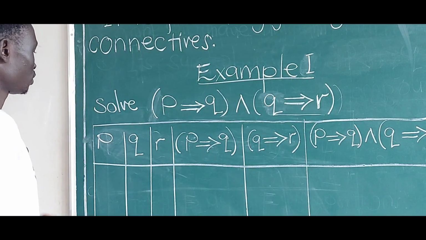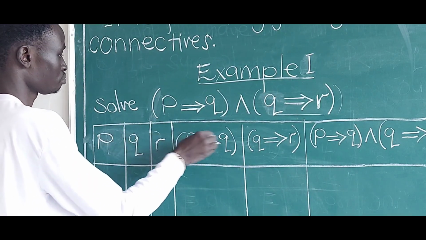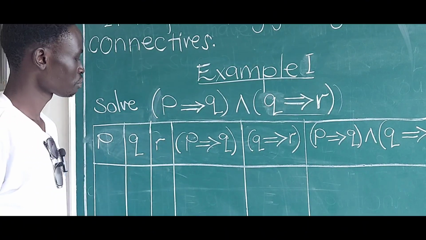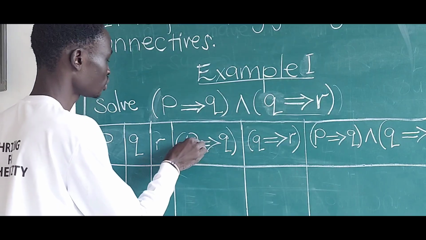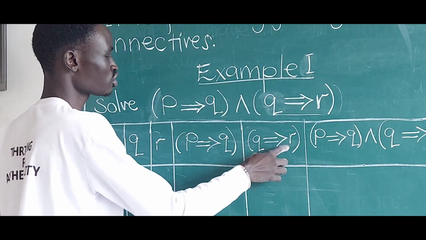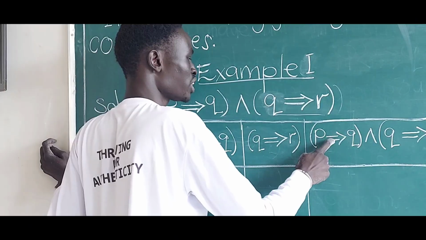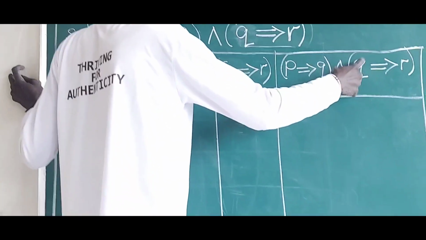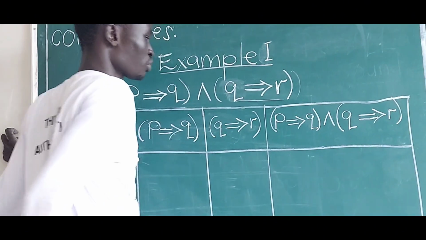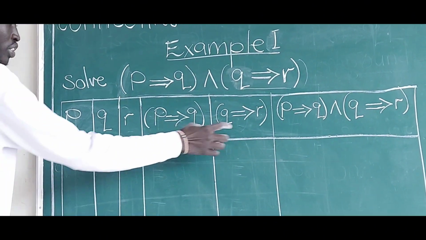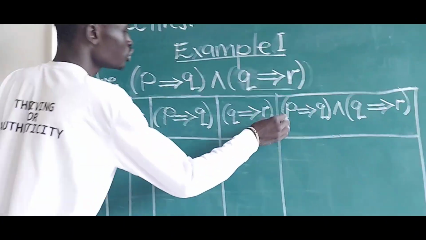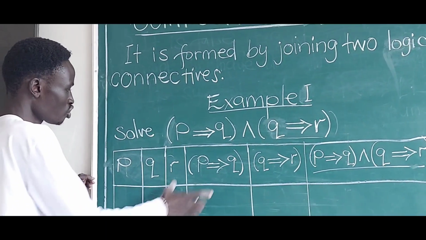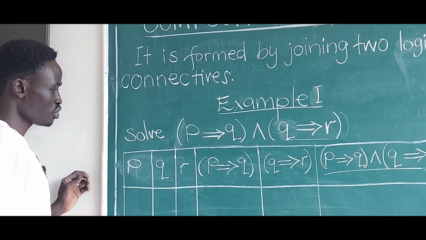So now here we have P, Q, R. Then we have P implication Q. Then we have Q implication R. Then we have P implication Q, conjunction, Q implication R. For us to solve this, because our major issue is to solve this, but before solving this, you must first solve all of these.